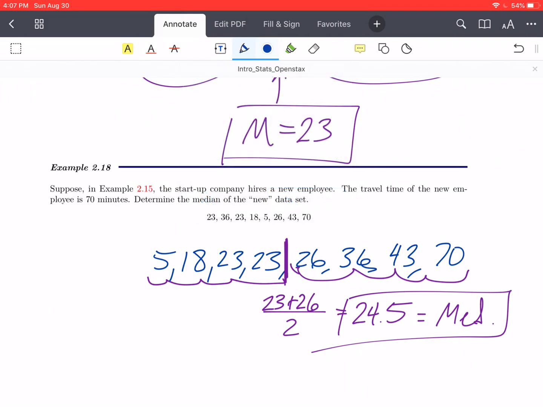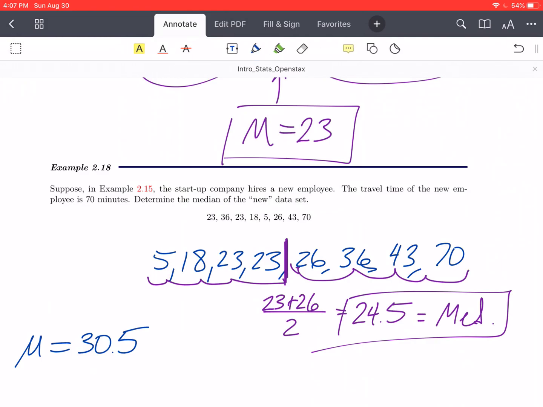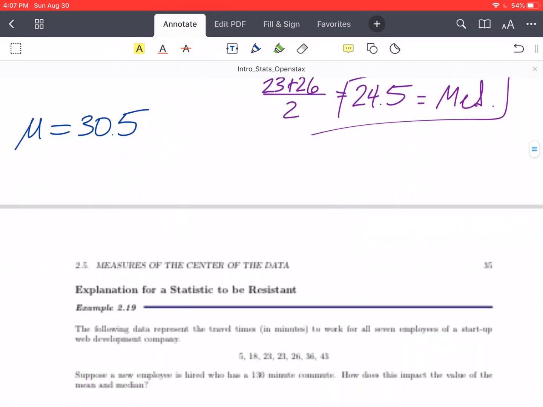And just so you're aware, the new population mean of this is 30.5. So notice what happened when we introduced that new value. The median went up 1.5. The mean went up almost 6 units. Okay, and this is not a coincidence. Okay, and this actually brings us to our next topic.